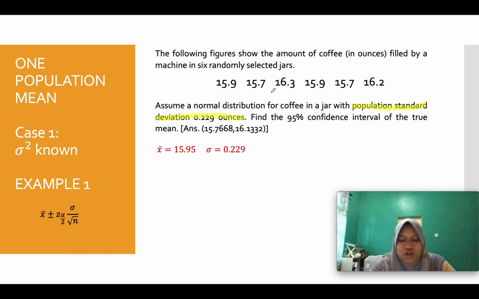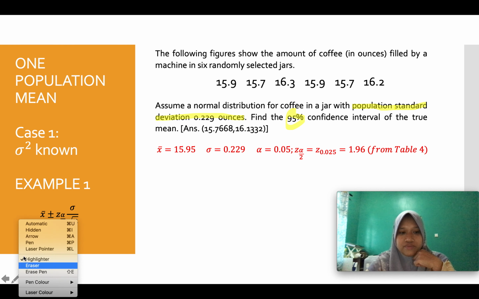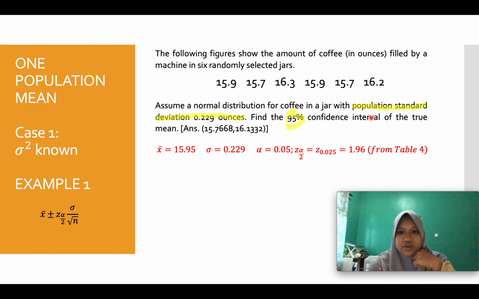Next. Okay, so our sigma is 0.229 given in the question. So you don't have to find the S, okay, ataupun standard deviation for the sample, because we know we are given the value of population standard deviation. Okay, and then alpha. Okay, so how to identify the value of alpha? Okay, kat sini dia kata find the 95% confidence interval. Okay, so the value of alpha is 1 minus 0.95. So we get 0.05 for the alpha.